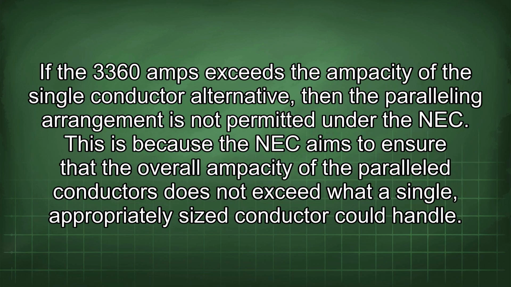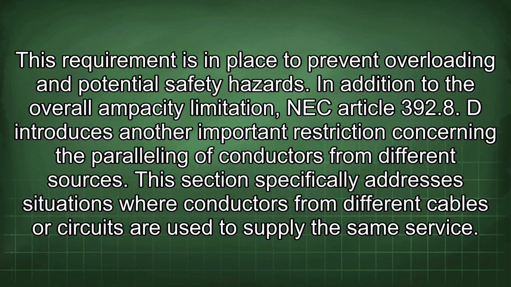If the 3,360 amps exceeds the ampacity of the single conductor alternative, then the paralleling arrangement is not permitted under the NEC. This is because the NEC aims to ensure that the overall ampacity of the parallel conductors does not exceed what a single, appropriately sized conductor could handle. This requirement is in place to prevent overloading and potential safety hazards.